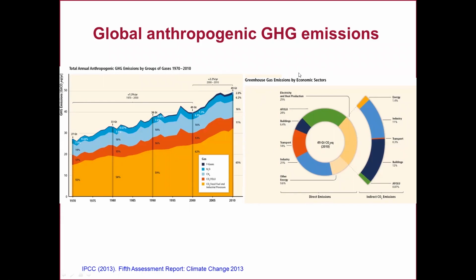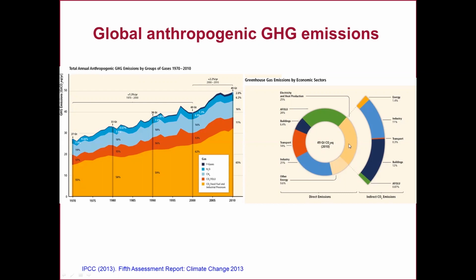If we look at economic sectors and their contribution, the chart on the right hand side shows the breakup in terms of direct emissions from different sectors and indirect emissions. From the direct emissions perspective, the major contributor is electricity and heat production, which accounts for 25% of global emissions, followed by agriculture and land use change at 24%, and industry, which directly contributes 21%, and then transport.